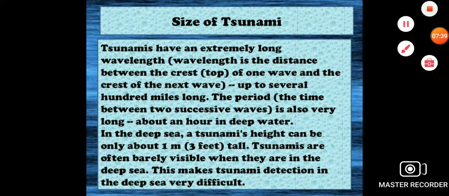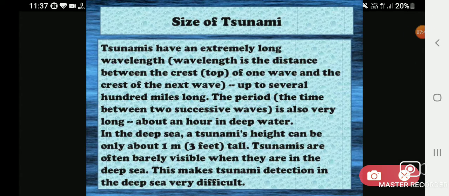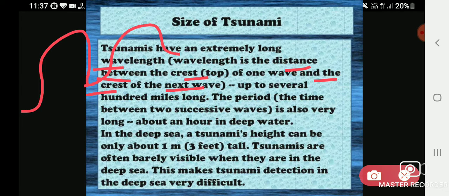Size of tsunami. Tsunamis have an extremely long wavelength. Wavelength is the distance between the crest, the top of one wave, and the crest of the next wave. Okay, so this is known as the wavelength. Wavelength is the distance between the crest, the top of one wave, and the crest of the next wave.